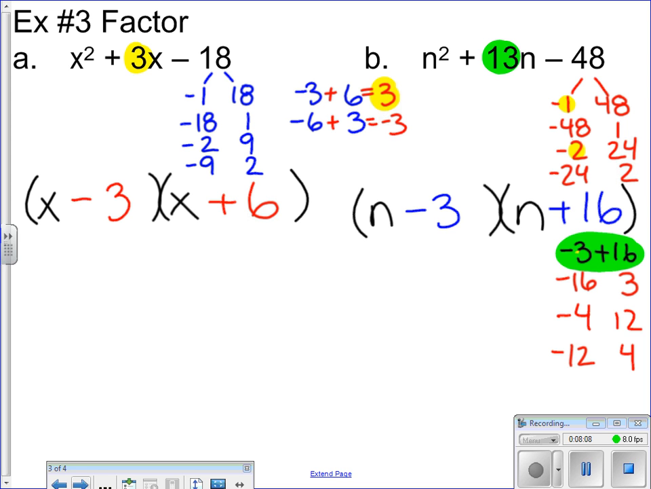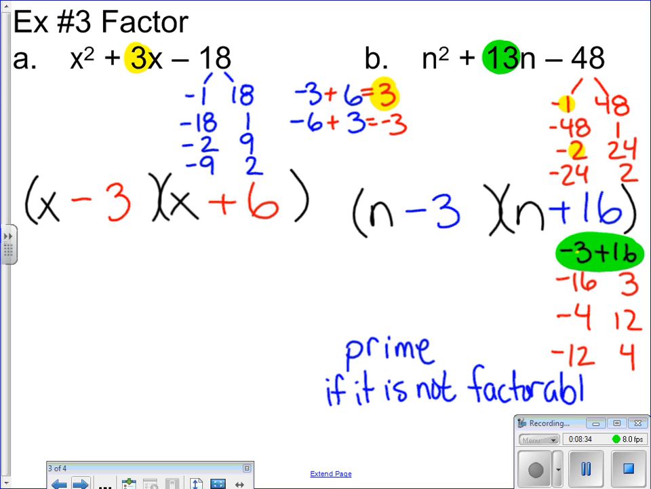So you need to check all of the options. If you actually check all of the options and still can't find an answer, then you're allowed to write prime. And you can only write prime if you can't find an answer, if it is not factorable. So if you try, and still can't get it to work, then you're allowed to write prime. Otherwise, you need to keep looking.